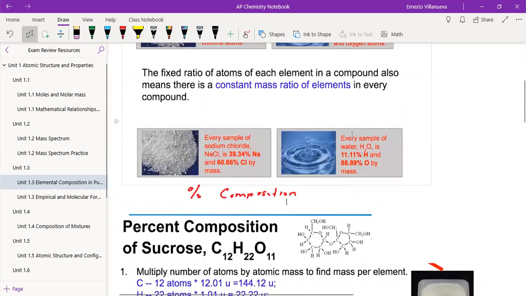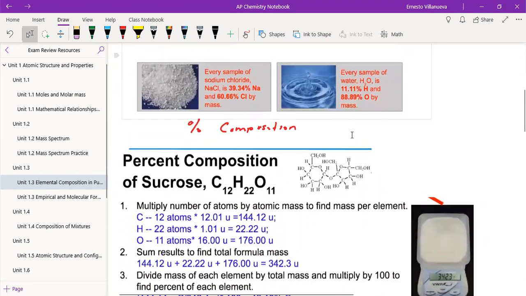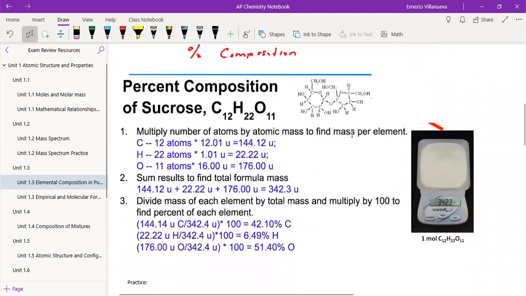Well, let's take a look at sucrose. Here's an example that's already been done for you. Basically what we have to do is take the mass of the element. We have to figure out how many of each element are in the compound. For sucrose, here's the chemical formula. This gives you the quantity. So we have 12 carbons, 22 hydrogens, and 11 oxygens.